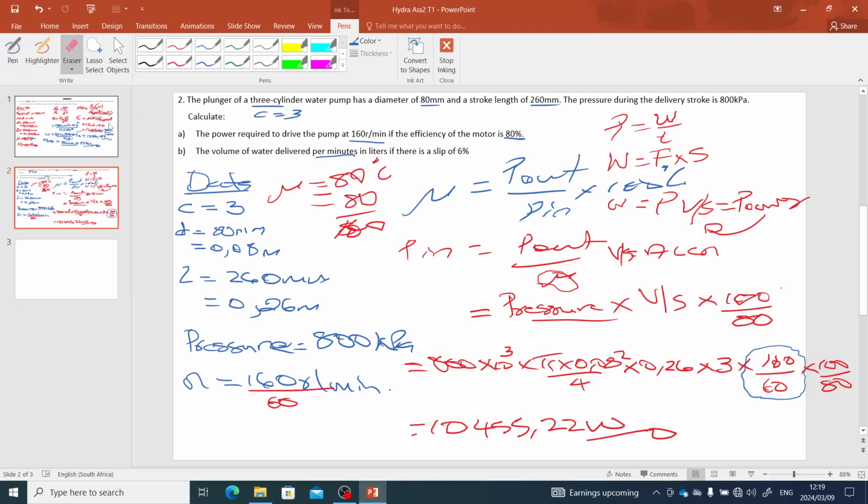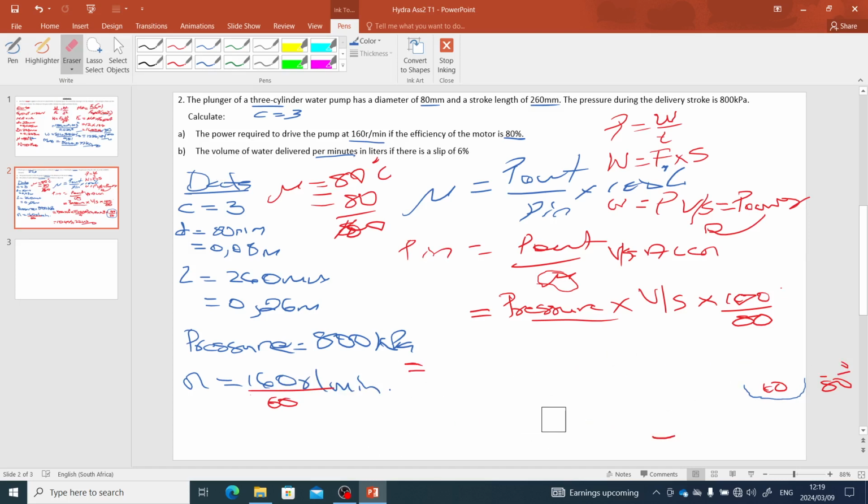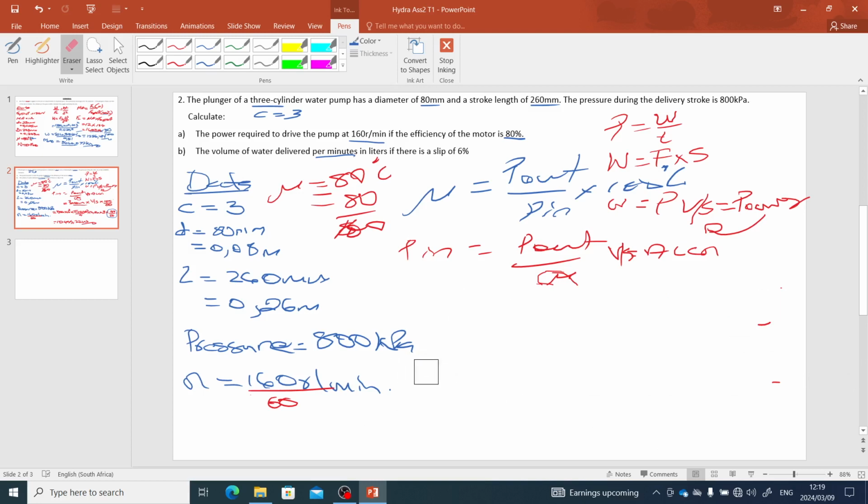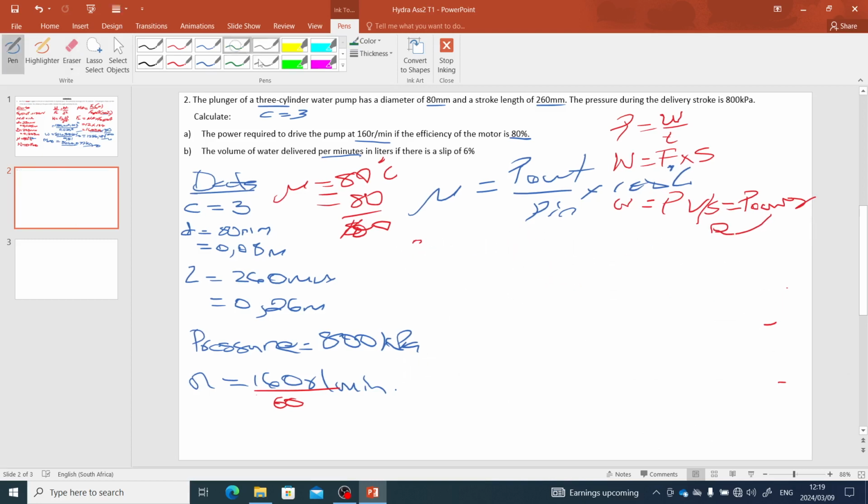Now let's wipe so as to be able to tackle that question. I would use a different color. Let's use the green. Now, in calculating the volume of water delivered per minute, remember they want it in liters. That means it will be liters per minute.